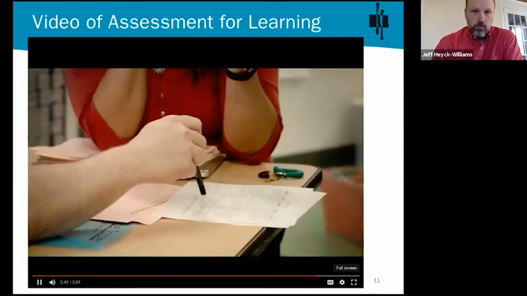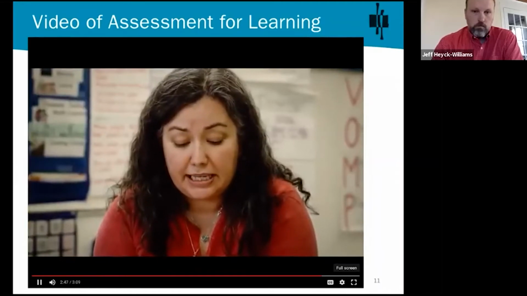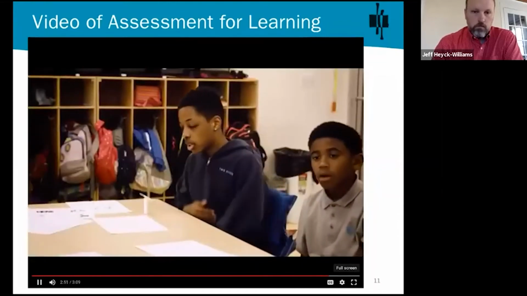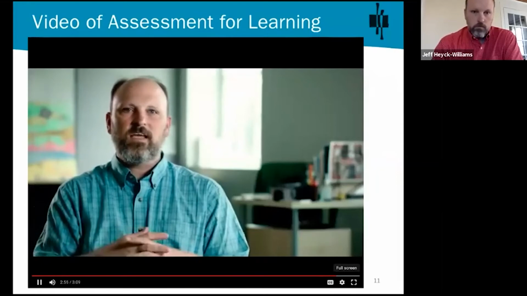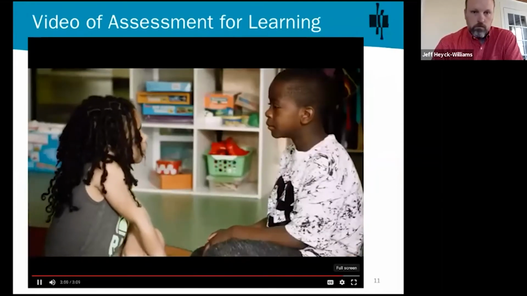So I think one of the things is that you need to know where the kids are and where you're going, and it's never done. Kids aren't just a linear set of data, but they're dynamic and messy. Assessment for learning really helps all kids and it raises all boats.